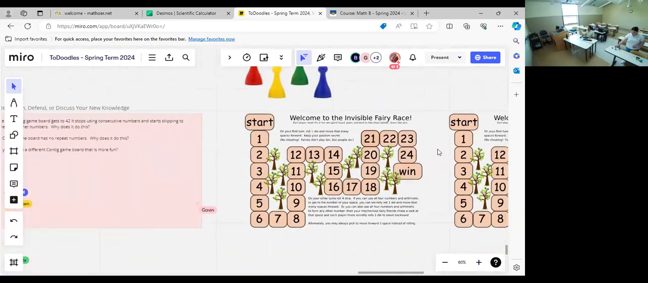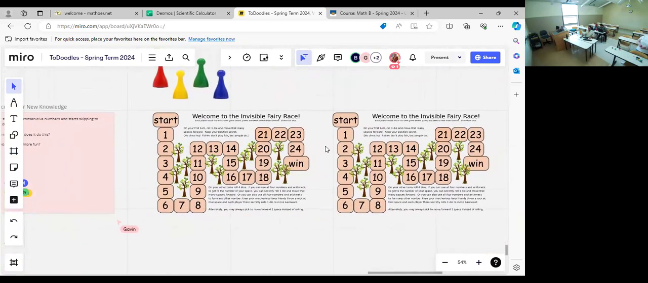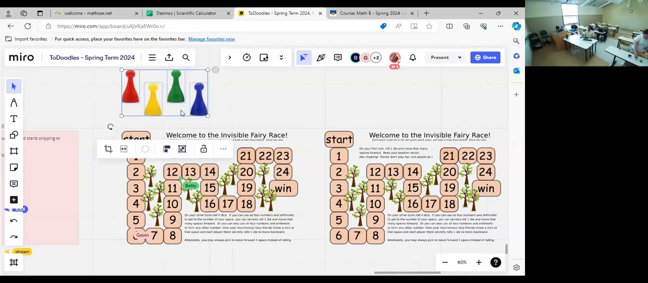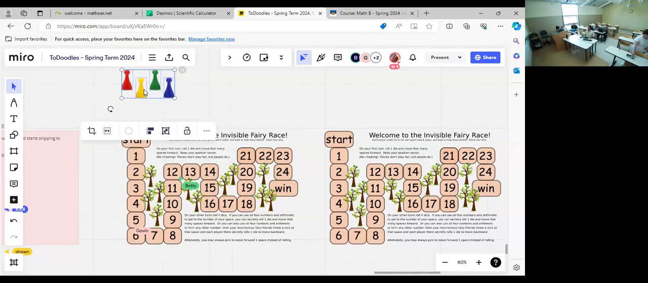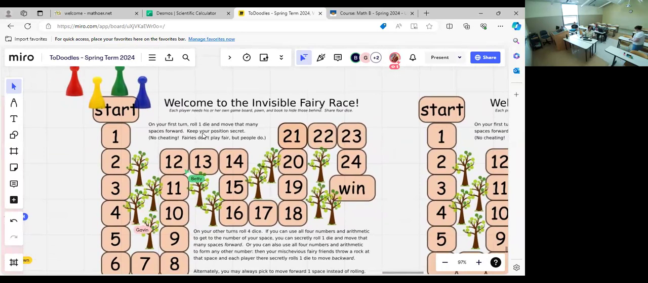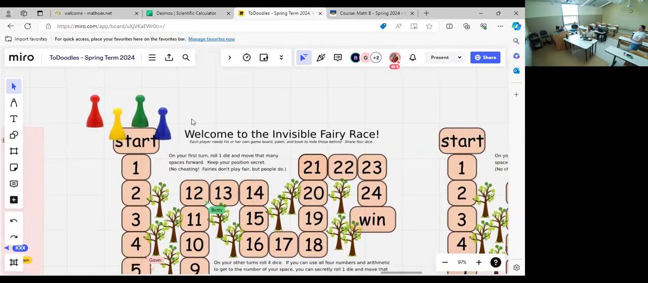Okay. So over on the side, we have a game board for the invisible fairy dice. And that's the game we're going to play. We can't see each other's game boards because our fairies are invisible. Everyone starts on start, and then you roll one die to see where you move to. Roll just a 6-sided die for me as this example. Three. So if I was red, I could start on three. Put them on start. Move red three. Okay, so red is on three.